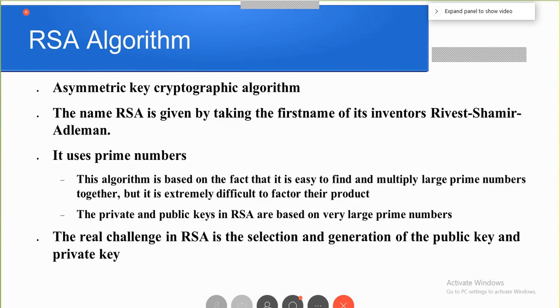This algorithm is based on the fact that it is easy to find and multiply large prime numbers together, but it is extremely difficult to factor their product. The private and public keys in RSA are based on very large prime numbers. We can see what the private key and the public key are. And the real challenge in RSA is the selection and generation of the public key and private key.